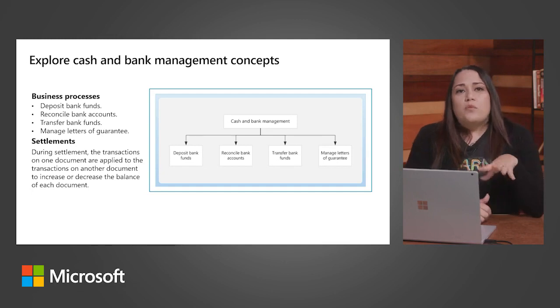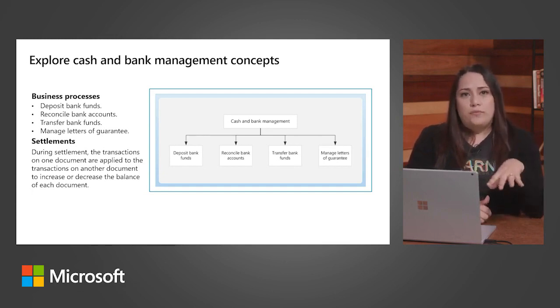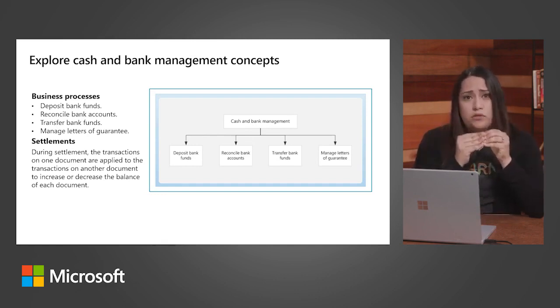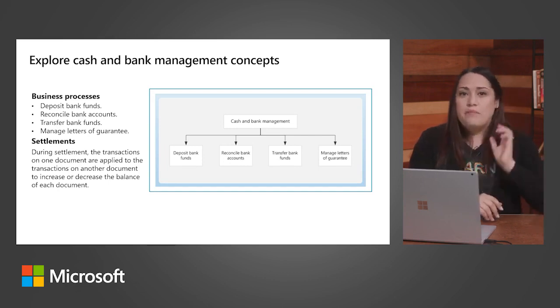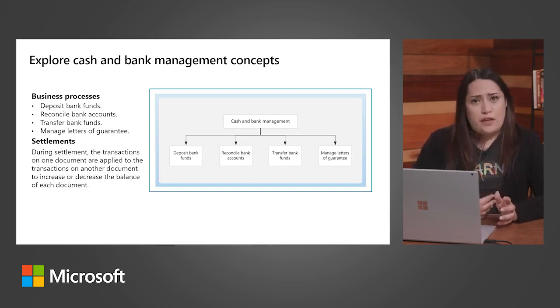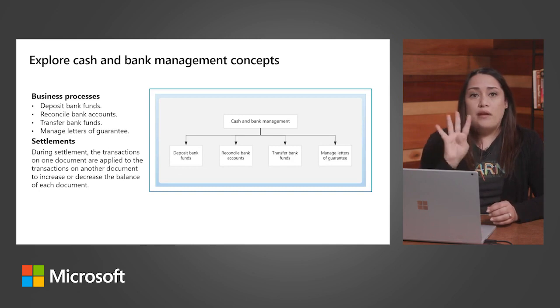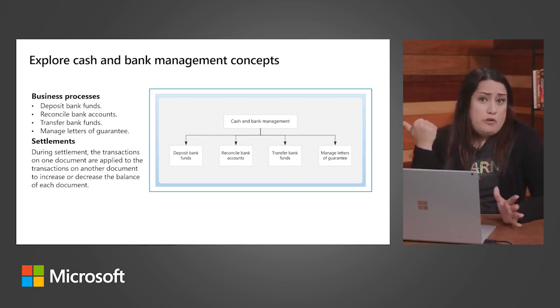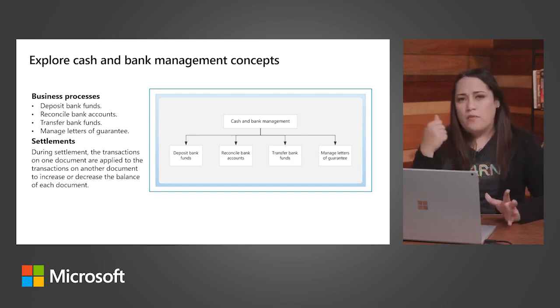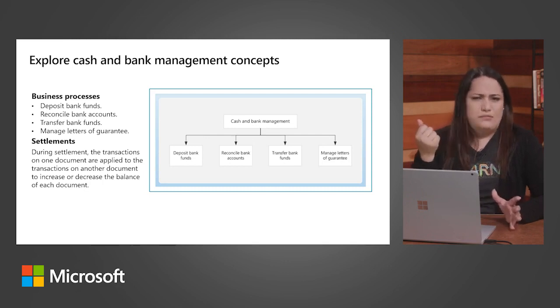So in Dynamics, we have the Cash and Bank Management module. And the Cash and Bank Management module is really closely connected to the Accounts Receivable and Accounts Payable modules. And you can use the Cash and Bank Management to maintain the legal entity's bank accounts and all of the financial instruments that are associated with those bank accounts. And there are going to be four main processes under the Cash and Bank Management. First, you have depositing bank funds. This could include things like deposit slips, bills of exchange, promissory notes, or checks, really anything.